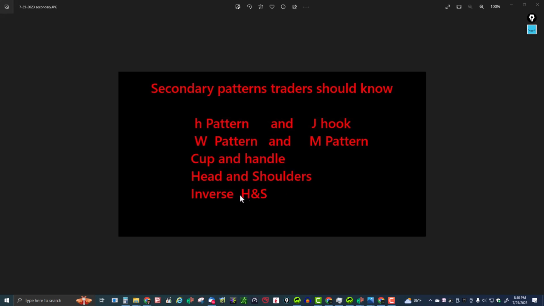On the inverse head and shoulders, if you notice, on the right side, there will be a J hook pattern. That will be the right shoulder on the inverse head and shoulders. Okay? So keep an eye out for those. You play them the same way as you would the H and the J. The right shoulder for the head and shoulders will be an H pattern. For the inverse head and shoulders, it will be a J hook. So let's look at those.